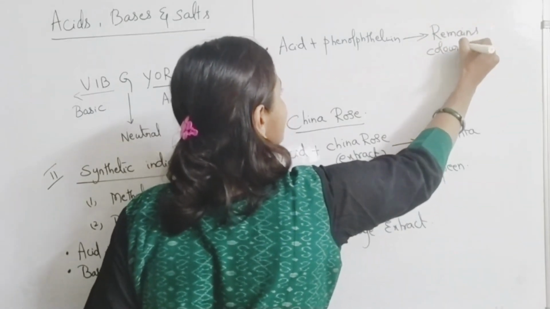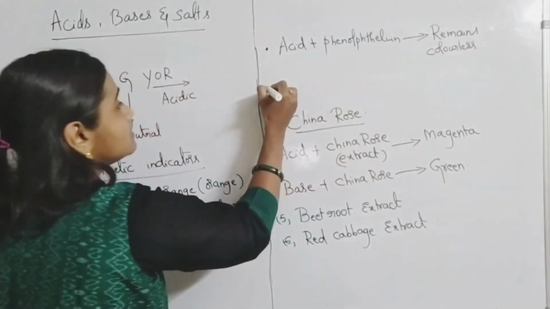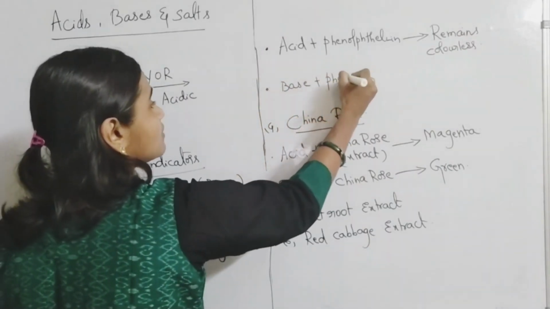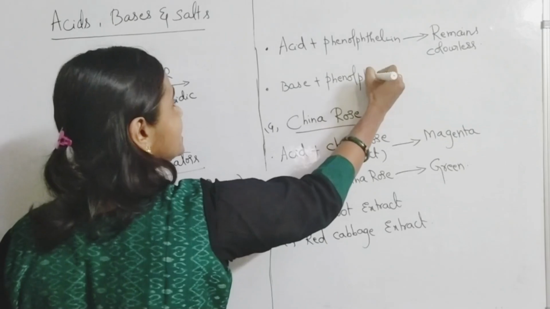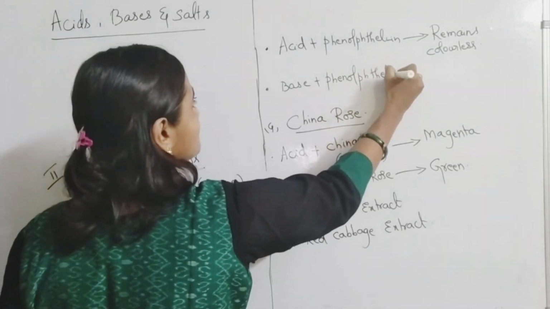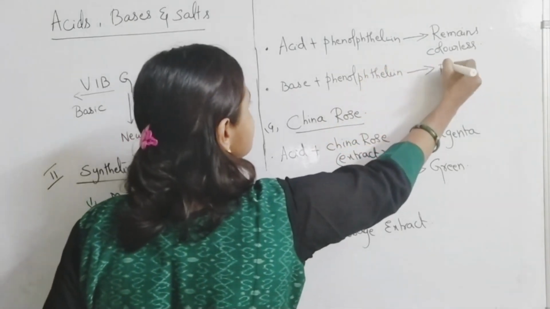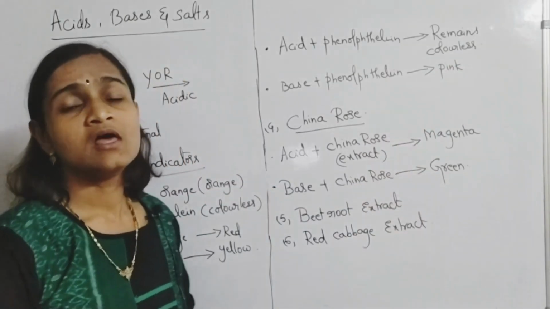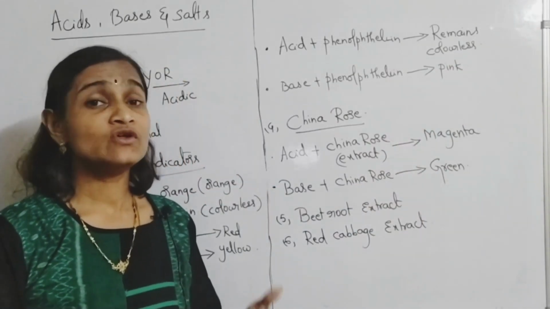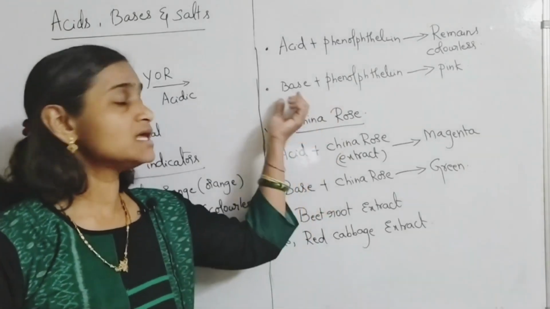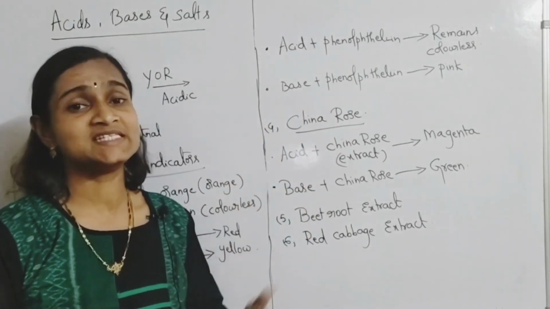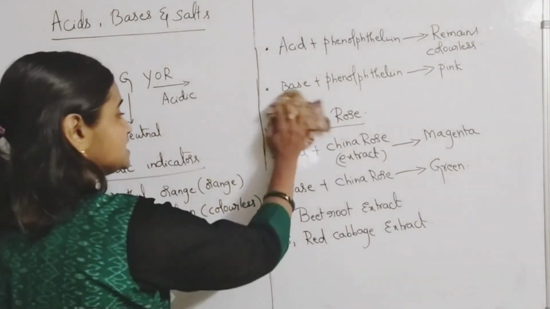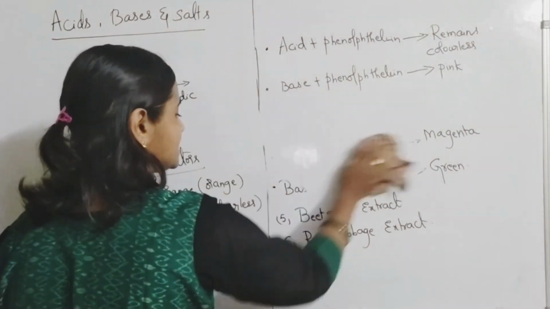Whereas base plus phenolphthalein turns pink. If any substance turns pink by the addition of phenolphthalein, then you can say that the substance which you have taken is basic in nature. So like that you have synthetic indicators, two types of synthetic indicators.